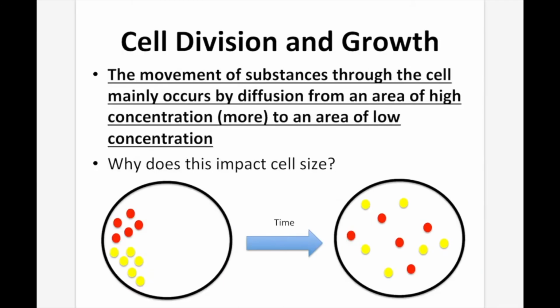The movement of substances through the cell mainly occurs by a process called diffusion. This is when things move from an area of high concentration to an area of low concentration. So how does this impact size? If you take a look at our diagram on the bottom here, you're going to see what I mean. If you take a look at the different colored circles, you're going to see that they need to migrate from, in this case, the left side to everywhere in the cell. And this takes time. How much time? Well, it could be a second, it could be a microsecond, but it still takes time. And the cell needs these things really quickly, and it needs a constant supply. If it doesn't get that constant supply, then the cell will die.